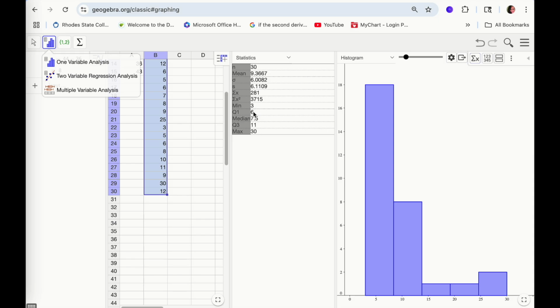My first quartile is 6, which means approximately 25% of the data is less than 6. My median is 7.5, which means approximately half of the data set is less than 7.5. My Q3 is 11, which means approximately 75% of the data is less than 11. And here's my maximum value, which is 30.